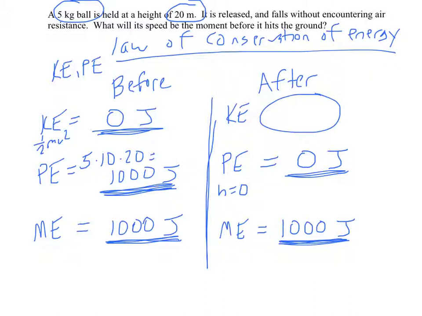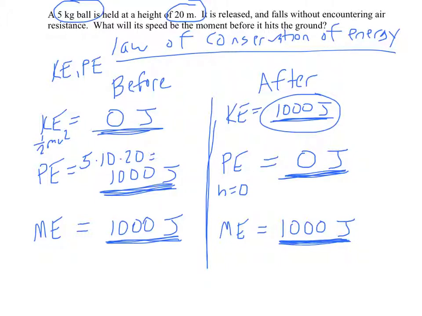And you can see the chart, this makes it hopefully a little more visual. If you have a total of 1,000 joules after, and none of that is potential, then all of it must be kinetic energy. So there is 1,000 joules of kinetic energy after, just as it's hitting the ground.